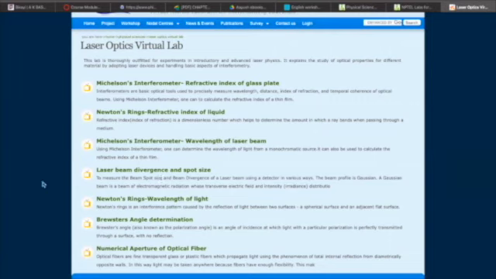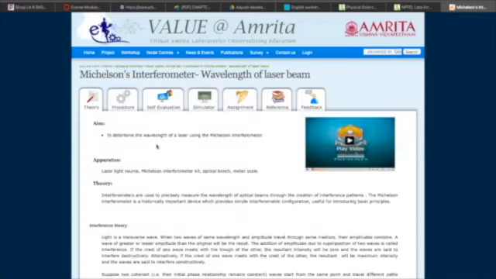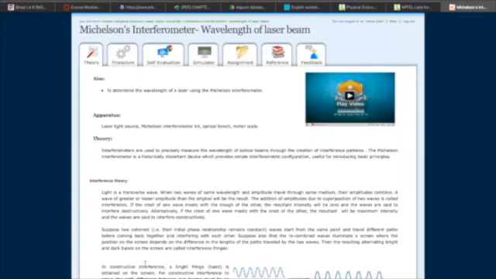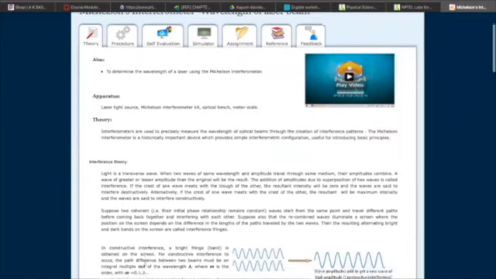Other than optical fiber, the most basic experiment here is Michelson's interferometer for the wavelength of a laser beam. As you know, it's an interferometer which makes use of the property of interference of light for measuring some quantities. Here that quantity under measurement is the wavelength of the laser beam. Here you are given the aim. The aim of this experiment is to determine the wavelength of laser using Michelson interferometer.